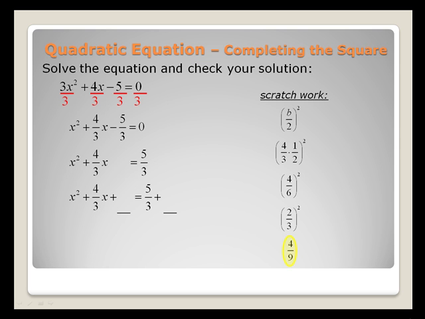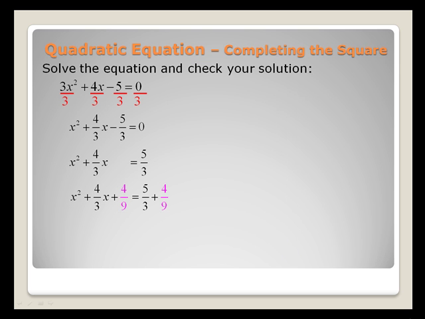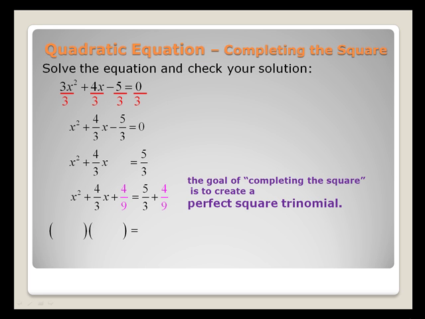Okay, let's go back to our equation and add 4/9 to both sides of our equation. Remember, whatever you do to one side of an equation, you must do to the other. Okay, next, let's think about factoring the left-hand side. The goal of completing the square is to create a perfect square trinomial, so when we factor the left-hand side, it should look pretty. It should turn out nice.